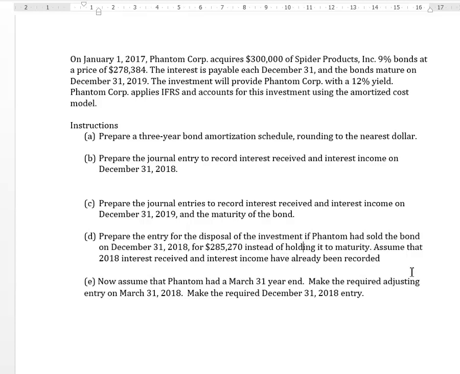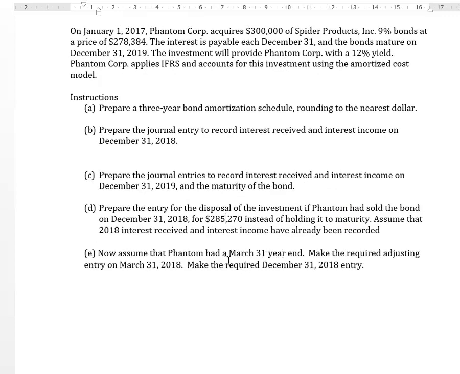So we want you to make the journal entry to update the interest accounts, and again they want you to assume that the interest has already been received and the interest income is already booked. So all you have to do is book the sale of the bond. And then I added a piece. Let's say that Phantom has a March 31st year end. So now we're not going to assume we have a December 31st year end. We're going to assume we have a March 31st year end. So I want you to make some adjusting entries to accrue interest at March 31st, 2018, and then make the interest payment at December 31st, 2018.